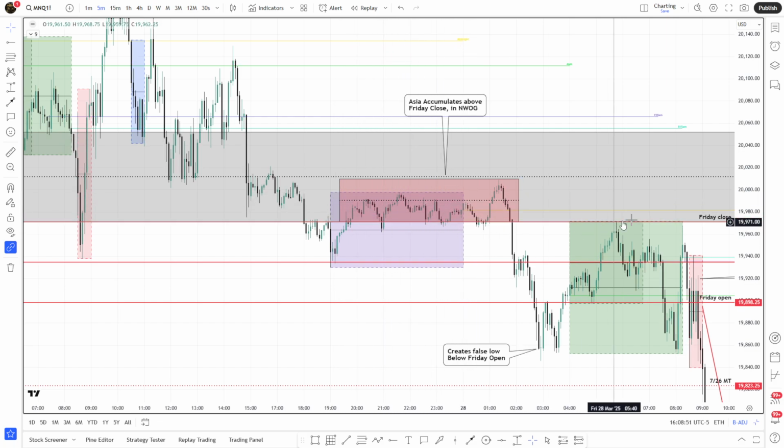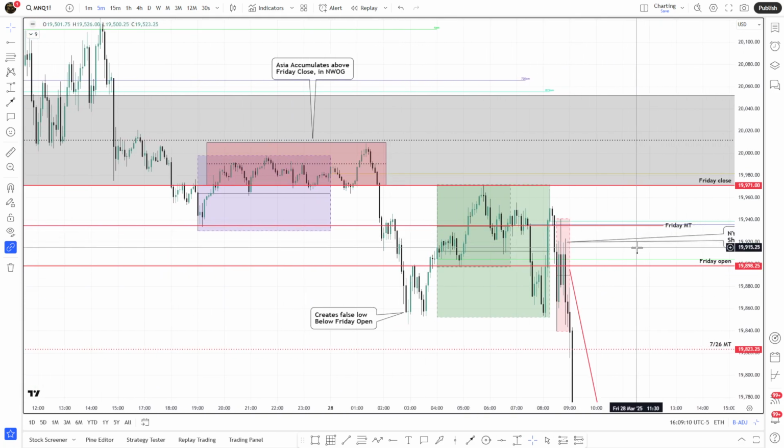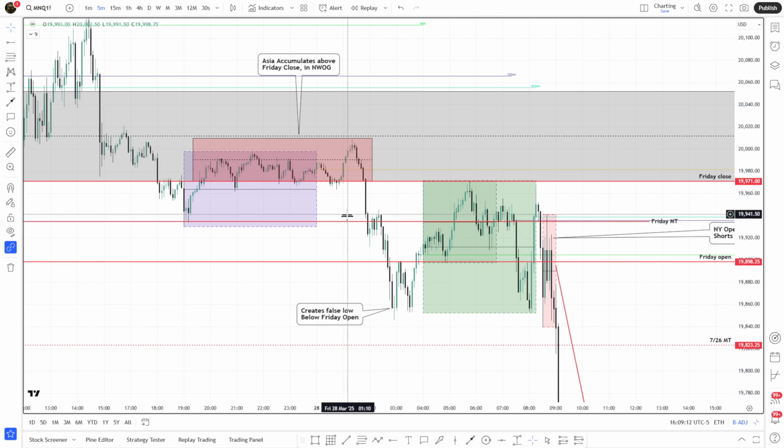And where did it consolidate? It consolidated above a previous Friday close. Run stops, rebalances, and then drives lower. Runs out the equal lows. And now we have a couple Friday points of interest. And we just want to take note of look at how price reacts and price structure in these areas.